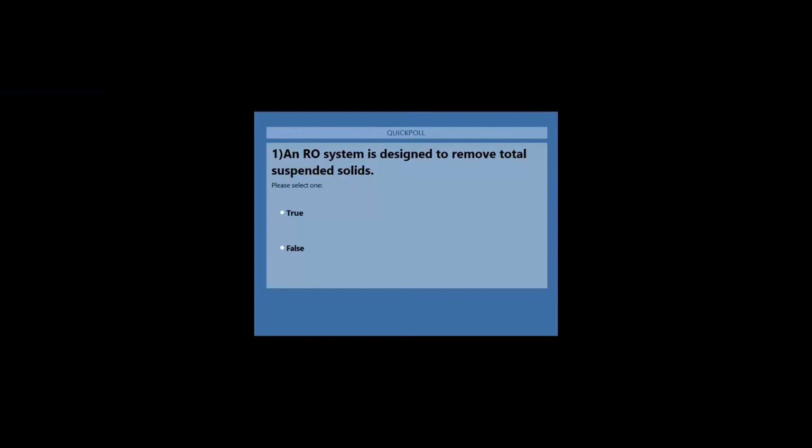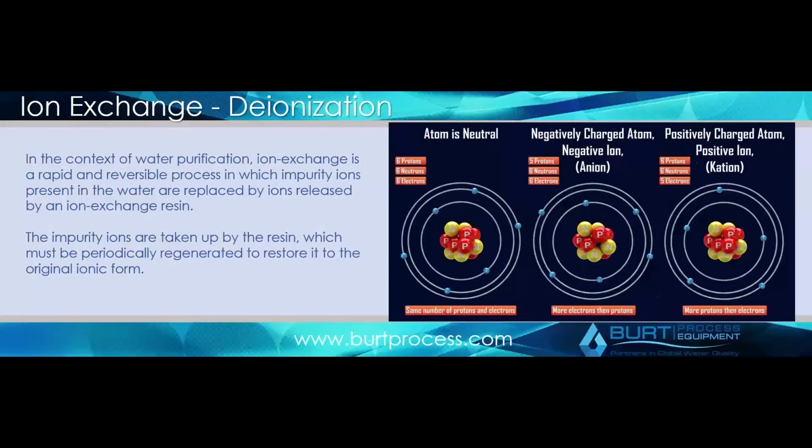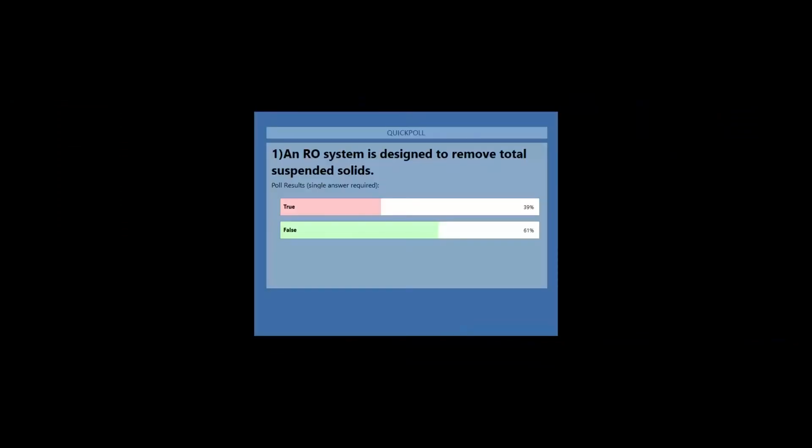All right. Obviously, this was just in relation to the RO discussion we just had. RO systems are designed to remove total dissolved solids in these cases.